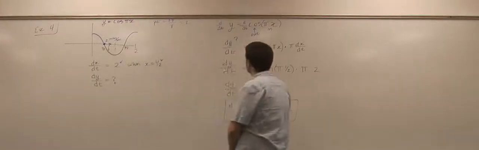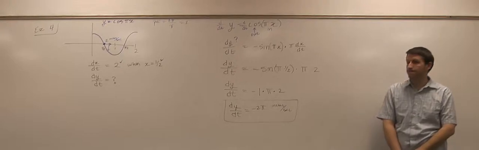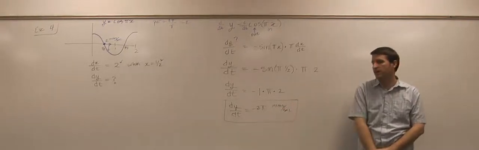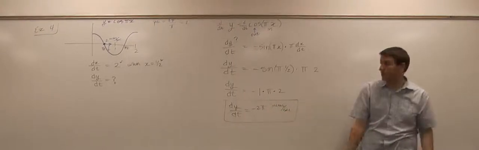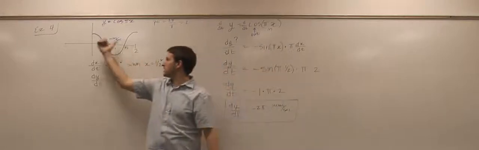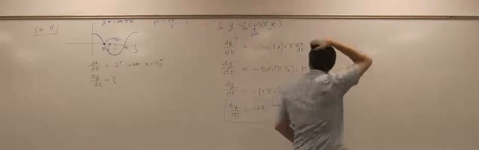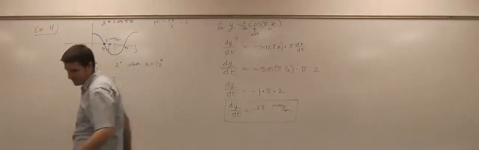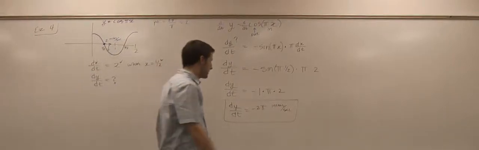So are you going faster in the x direction or in the y direction? At x equals 1/2. In the y direction, right? Because this is 6.28, negative 6.28. Why is it negative? Does that surprise you? It's going down, right? Look at the curve. As x goes in the positive direction, y is going down. Okay. Cool. So let's fill our balloon.